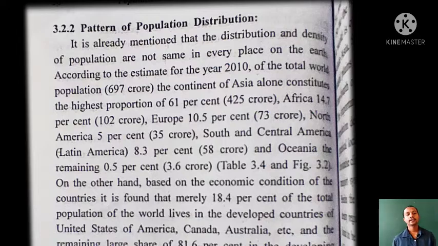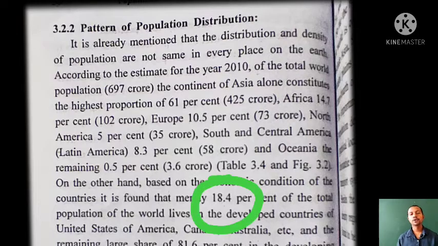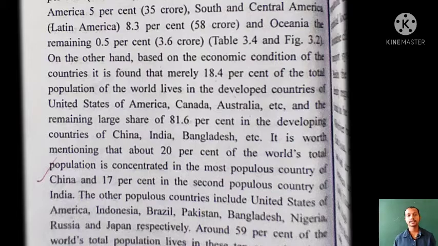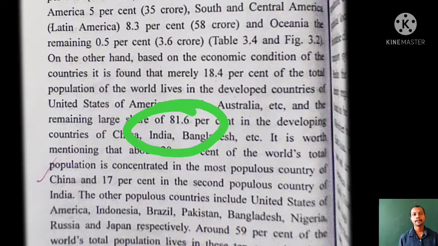Now prior to this, what we had seen is that developed countries, in the initial studies, had more growth rate than the developing countries. But now it is seen that of the whole world's population, only 18.4% people are in the developed countries, the countries which are already developed, like US, Canada, Australia, etc. Whereas in the developing countries, 81.6% people are there. Why?